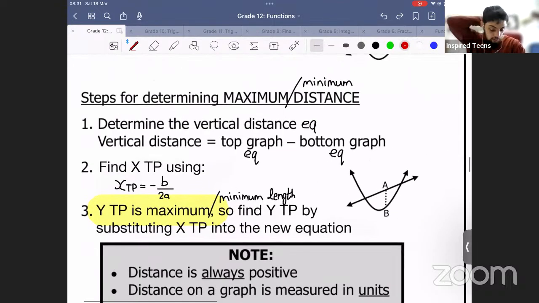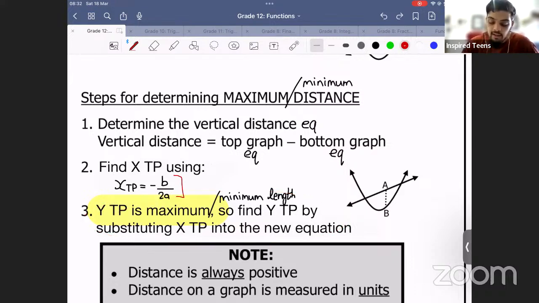So what you do is you determine the vertical distance equation. You'll say vertical distance is equal to top graph minus bottom graph. The reason I said equation is because we are going to use the equations. You'll see when we do an example, we are going to subtract the actual equations because we want maximum distance. And then we find the x turning point. Why do we find the x turning point? It will make more sense in the example. When you subtract the two graphs, you formulate a new parabola equation, and then you get xTP and yTP.